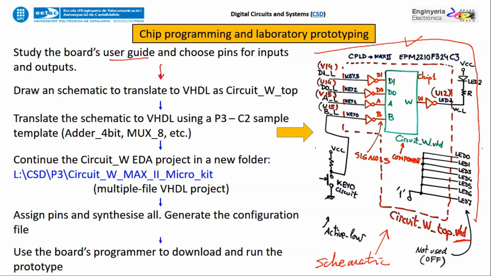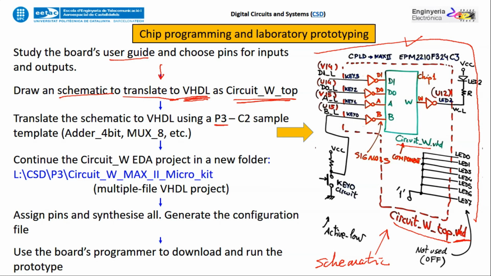Okay. So now, after having the schematic, we have to translate it to VHDL, for example, as the circuit W top, and in this way we will have a project that will consist of 2 VHDL files, the circuit W in one hand and the circuit W top in the other. So both are going to be synthesized together. All right. And to do that circuit W top, we have to find something to copy and adapt.